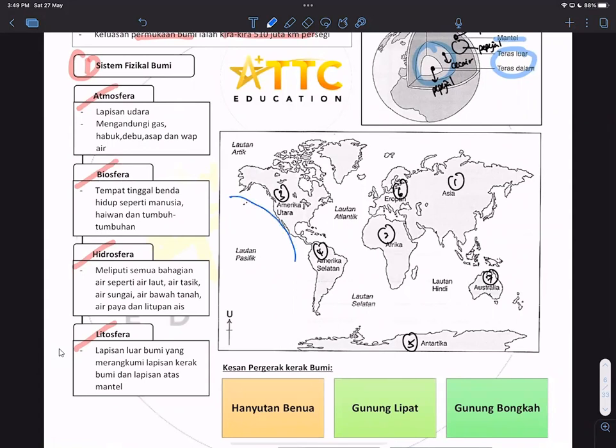Lautan, the largest one, left and right, Lautan Pacific. Second one, Lautan Atlantic, S-shape, connecting to the Utara and Selatan. Number 3, the third largest ocean, Lautan Hindi. It's in between Asia, benua Africa, and then benua Australia. This is the third largest ocean, Lautan Hindi.